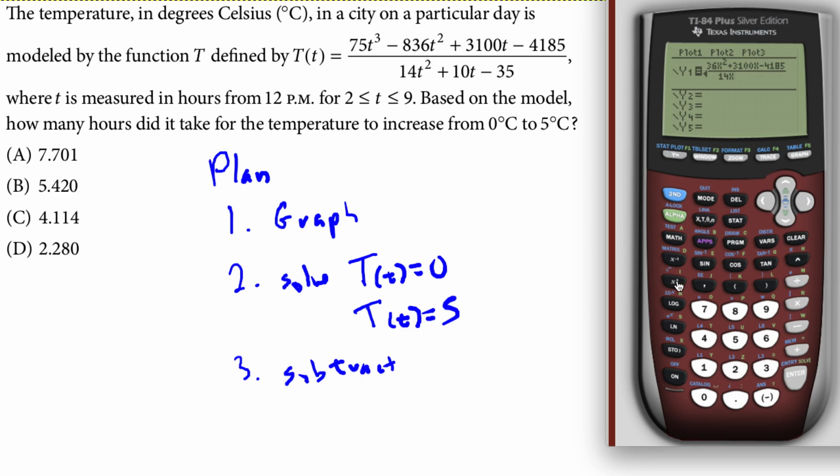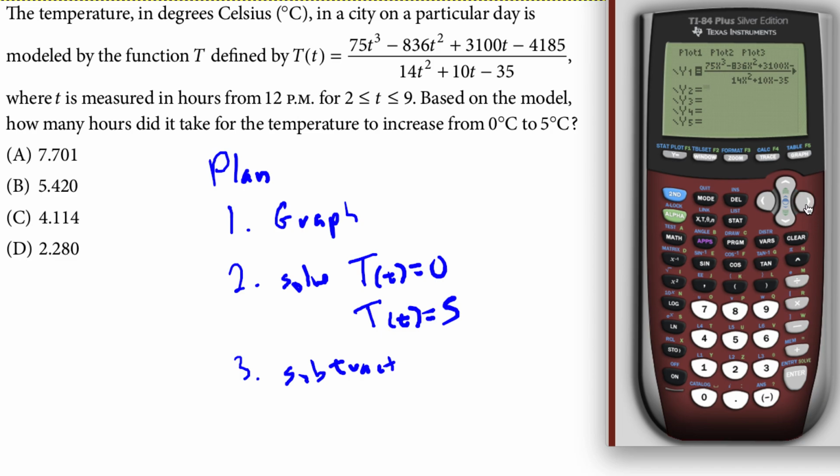14x squared plus 10x minus 35. Let's make sure I didn't mess up. So the denominator looks good. 14x squared plus 10x minus 35. The numerator, 4185, 3100, 836, and 75. Okay.